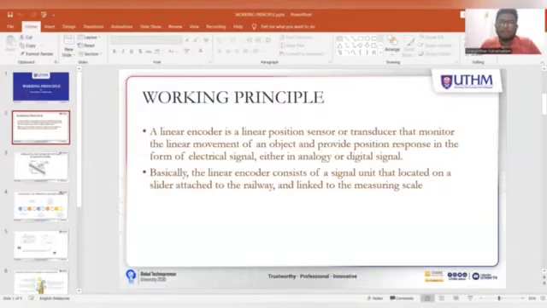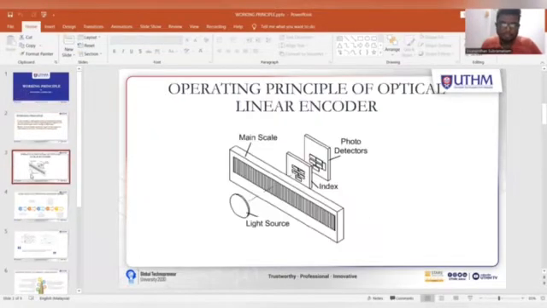So the working principle: a linear encoder is a linear position sensor or transducer that monitors the linear movement of an object and provides position response in the form of an electrical signal, either analog or digital. Basically, the linear encoder consists of a signal unit located on a slider attached to the railway. Now we will look at the diagram. How does it look like?